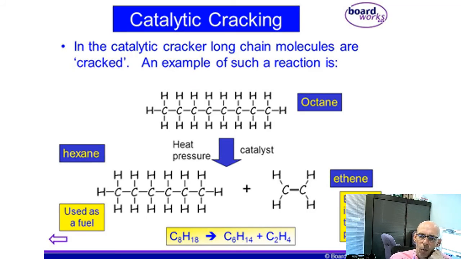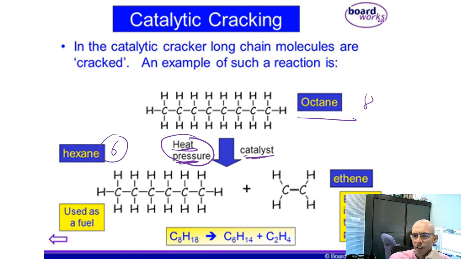So this process of cracking, what you do is you heat it, you put it under pressure, and you may use a catalyst. For example here, octane, which is 8 long, splits into hexane, which would be great for petrol, 6 long, and ethene, which is great for making plastics, which is 2 long. All we're doing is splitting up a long chain into 2 smaller chains, because they're more useful. Make sure you know that if you want to crack molecules, you heat them, you can apply pressure, and you use a catalyst.